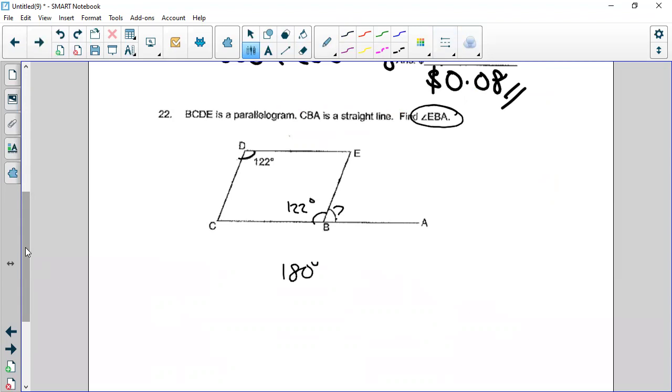Angle on a straight line. Straight line is 180 degrees minus 122. And what's the question mark? Which is your 58 degrees. So you have a lucky question because it's supposed to be 1 mark only, but it is a 2-mark question here. Okay, let's go on to question 23.